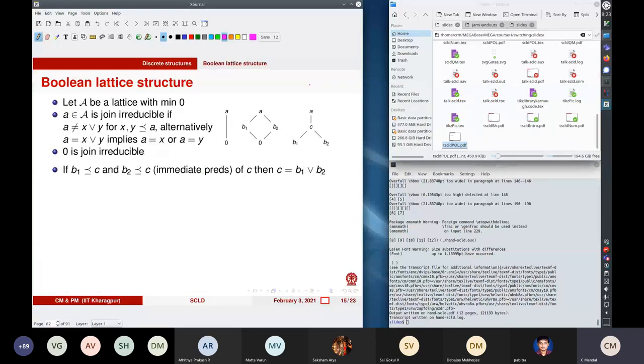Now, let us try to understand the structure of a Boolean lattice. Let us consider a lattice with a minimum element, let's say that is 0. Now we consider what is meant by an element being join irreducible.